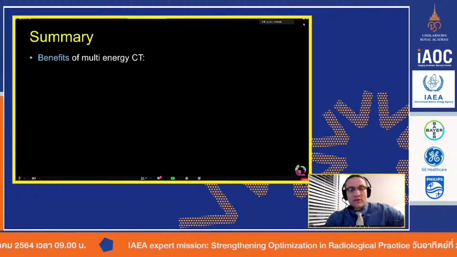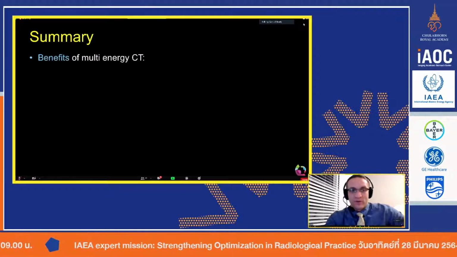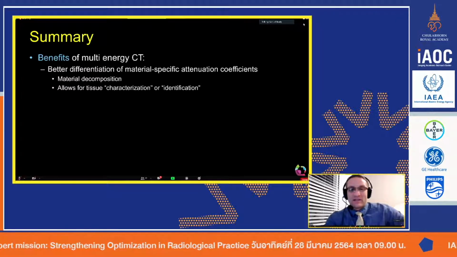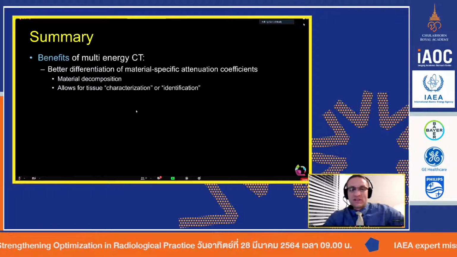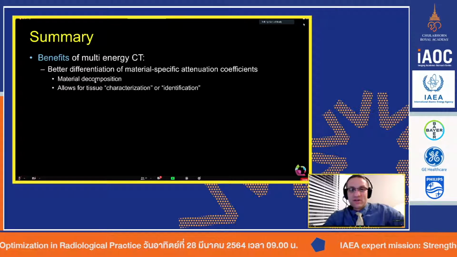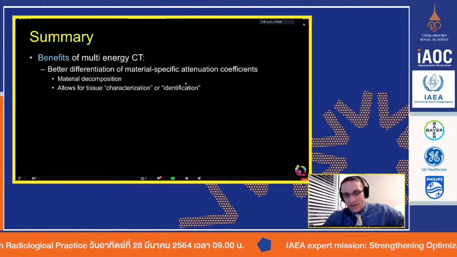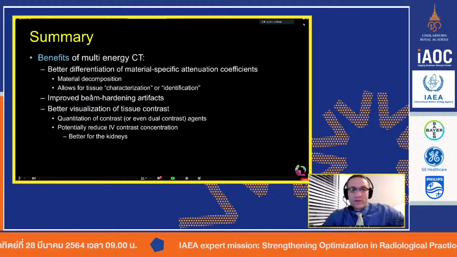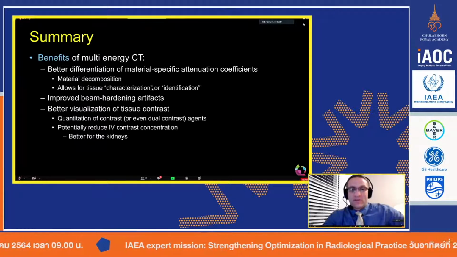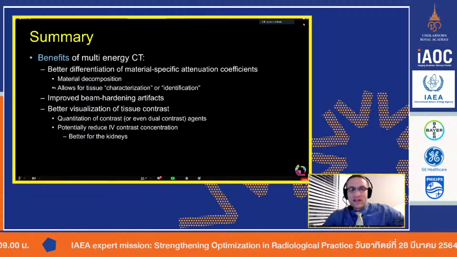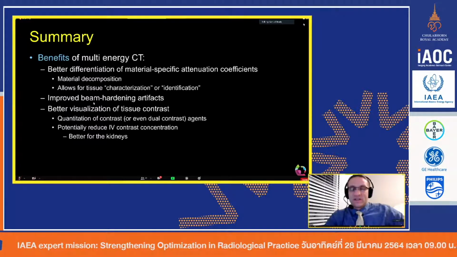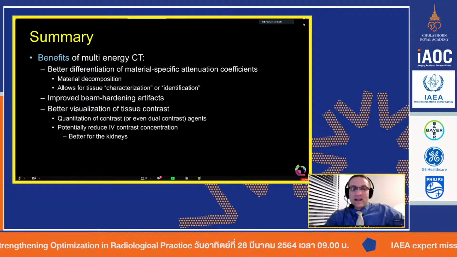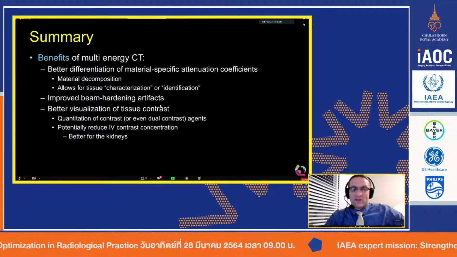So just in summary, what are the benefits of multi-energy? Well, we've talked about better differentiation and being able to identify the different types of materials in the image. So material decomposition or characterization or identification is what we're trying to do. We want to improve the appearance of artifacts, and dual energy CT actually removes a lot of these artifacts from the image, so they're mostly artifact free. And then better visualization of tissue contrast.